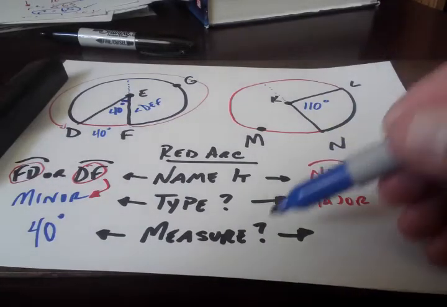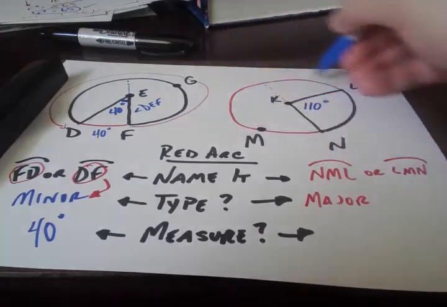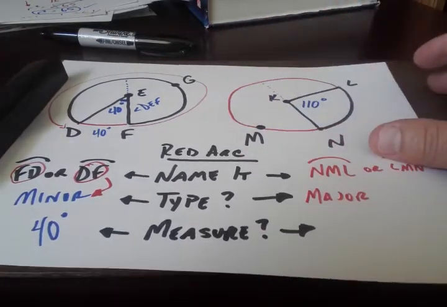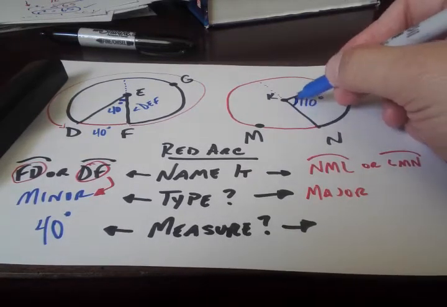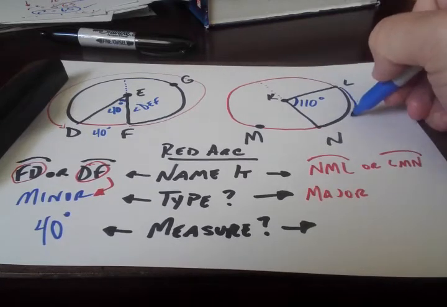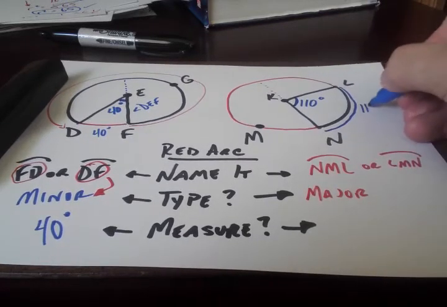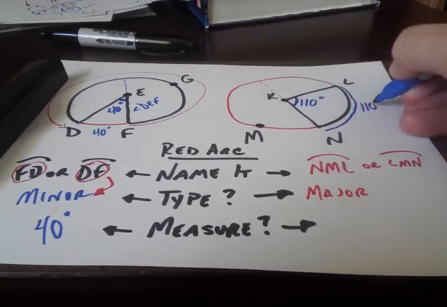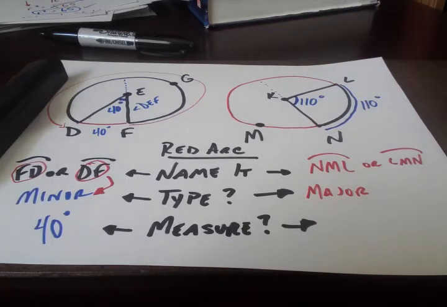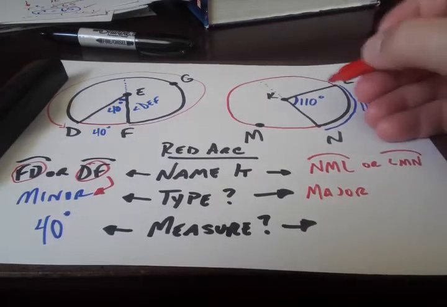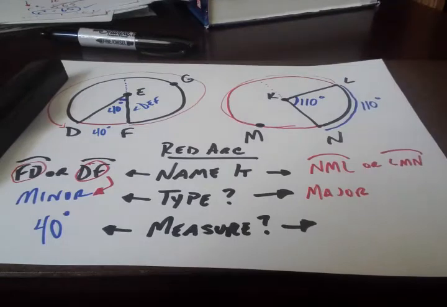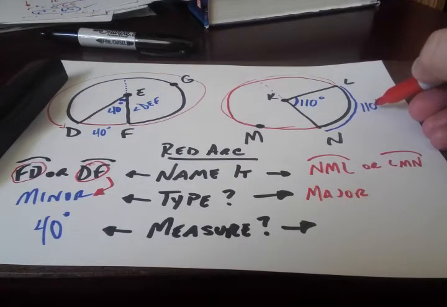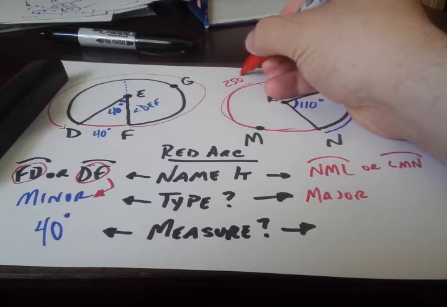Okay, so the last question is, what's the measure of NML? How many degrees is it from over here? Well, we're going to have to work backwards. We can see that this angle right here, LKN, is 110 degrees, which means this blue arc is 110 degrees. They're the same. Well, we know that a circle is 360 degrees. So if we say 360 minus 110, it will tell us what the red part is. If you do that math, 360 minus 110, you should get 250 degrees.